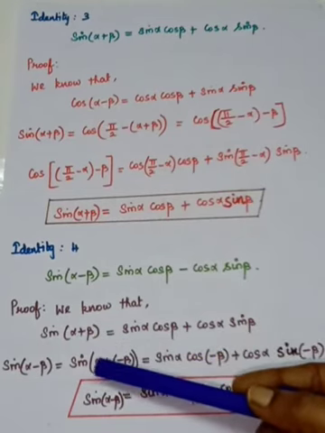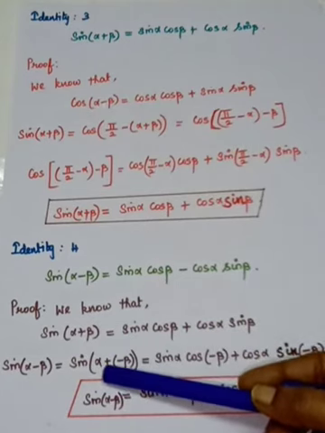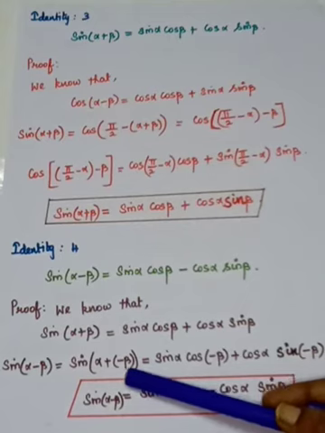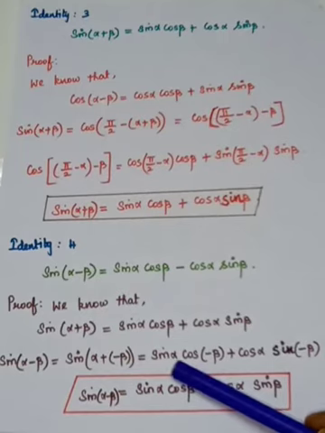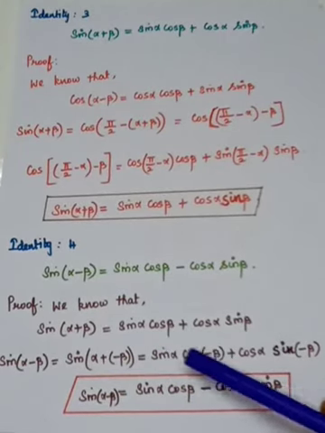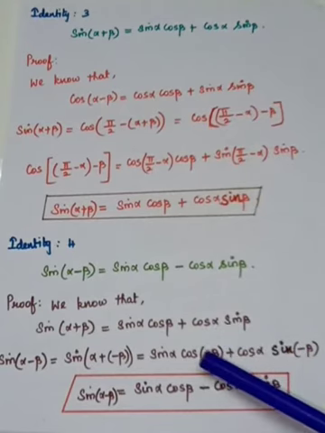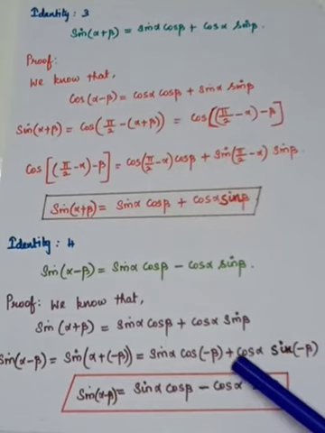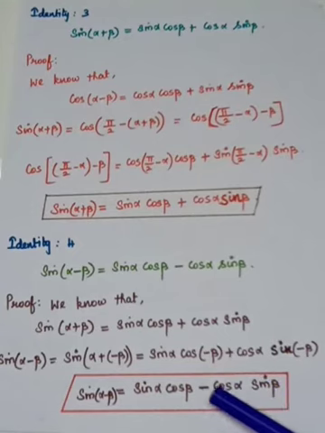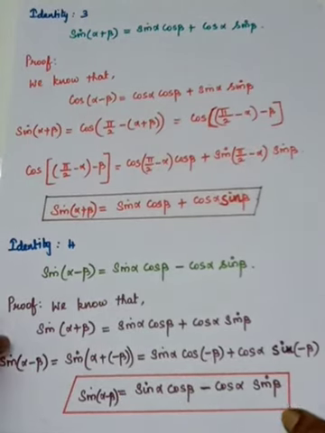So it can be written as alpha plus minus beta. In the place of alpha, you have to write alpha, but in the place of beta you have to write minus beta. So here cos alpha into sin of minus beta. You know very well, cos of minus theta is cos theta, but sin of minus theta is minus sin theta. So when the minus comes here, it becomes minus cos alpha sin beta. So sin of alpha minus beta is equal to sin alpha cos beta minus cos alpha sin beta.